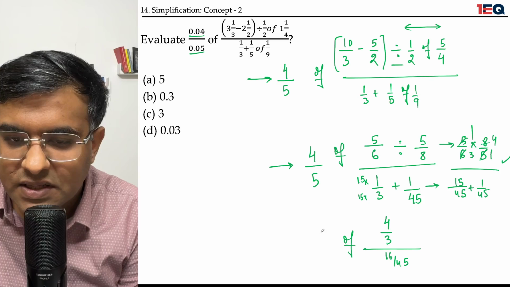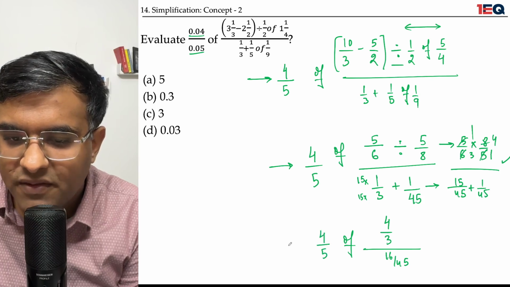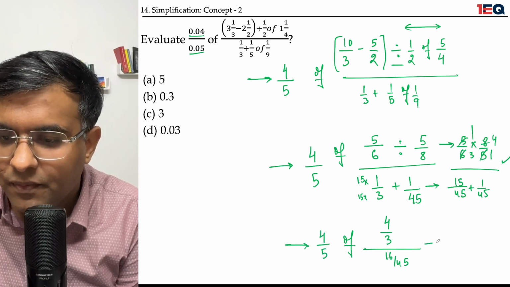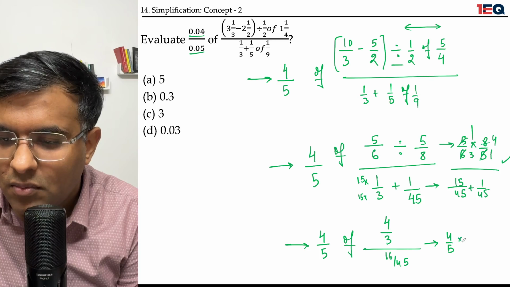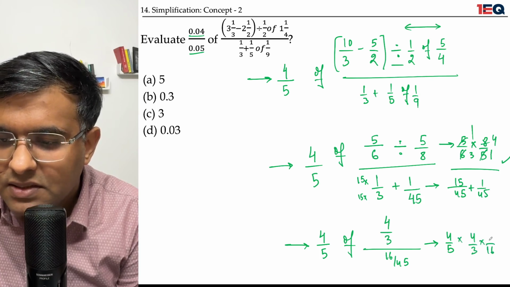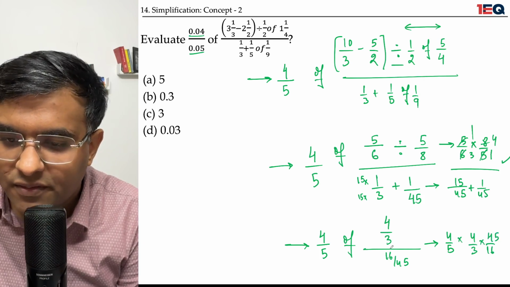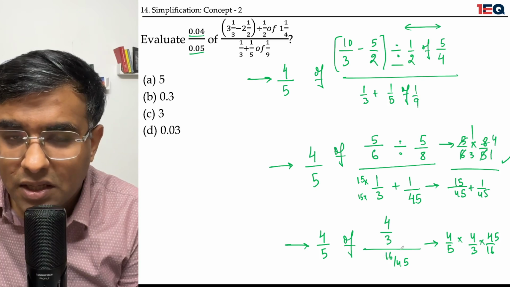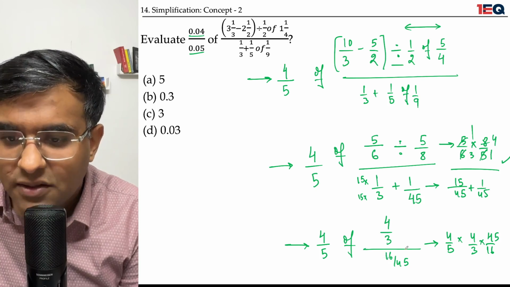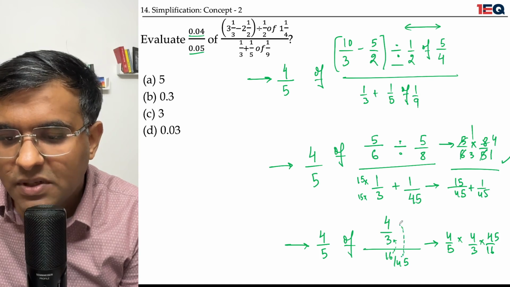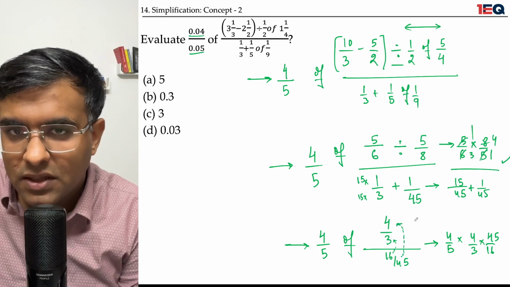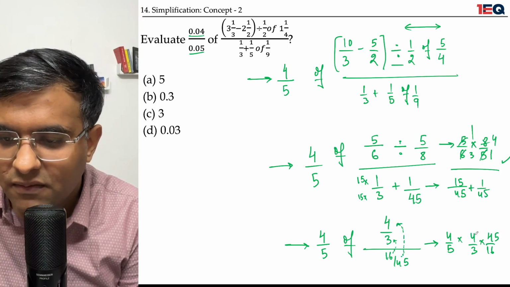This 'of' stays intact, and 4 by 5 comes here from the top. Moving ahead, 4 by 5 multiplied by 4 by 3 multiplied by 16 upon 45. Inside the denominator, if there is a numerator, that will shift itself to the denominator, and if there is a denominator, it will shift itself to the numerator. This is the flipping rule.